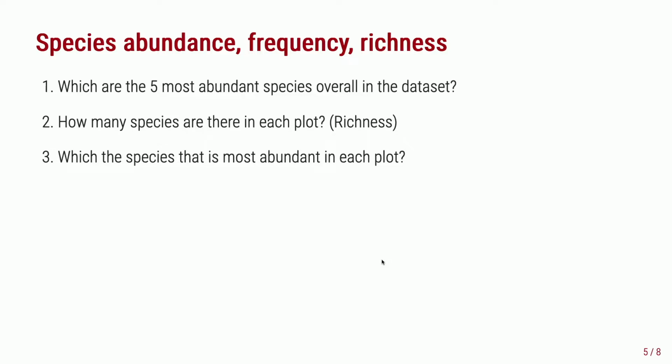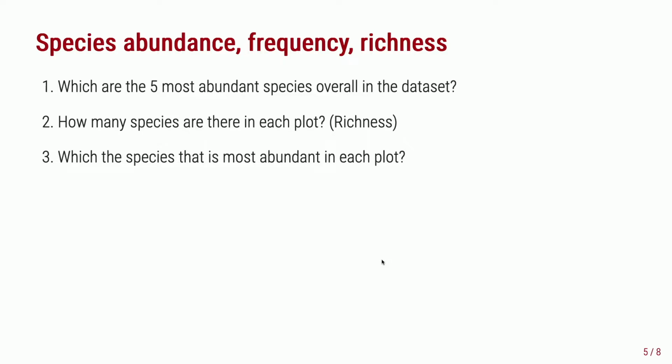So you have, go, start, okay. I think one way to do it at least would be to sum over the sites for each species, and then you order the resulting vector, and you take the first 5 elements, or however many you want.